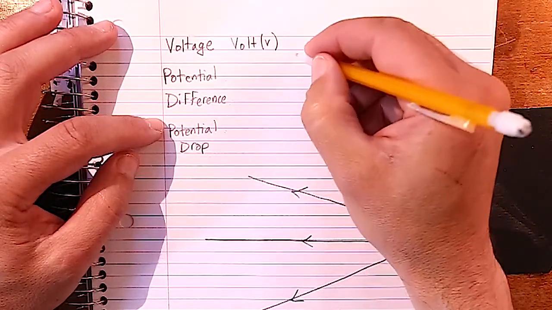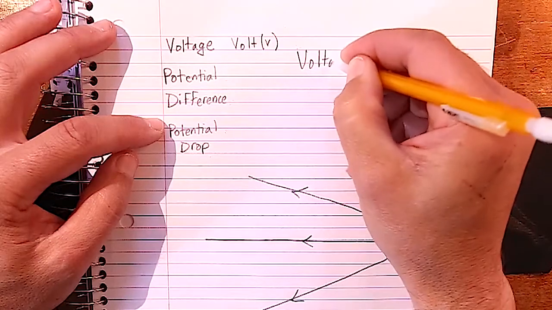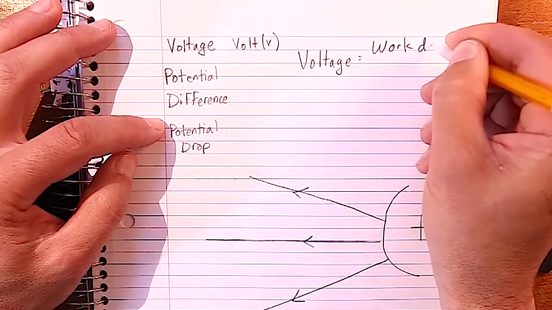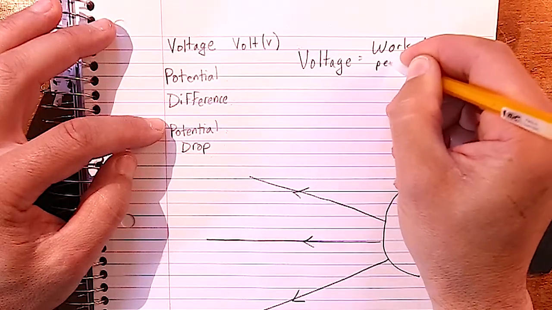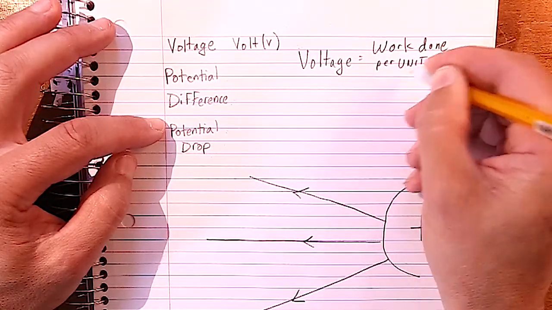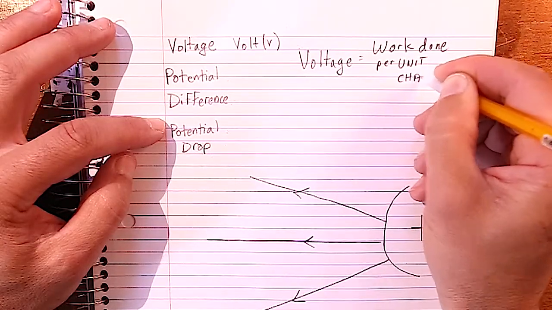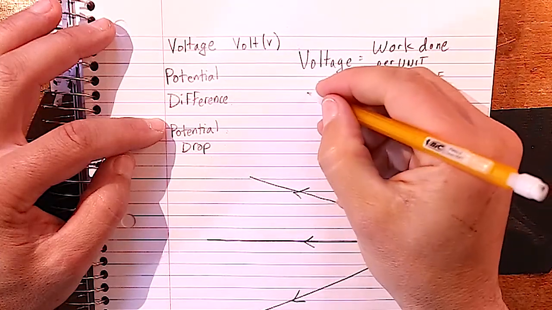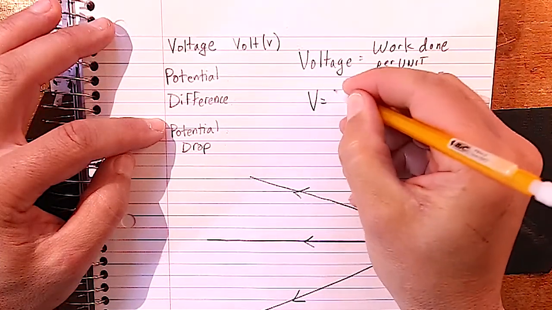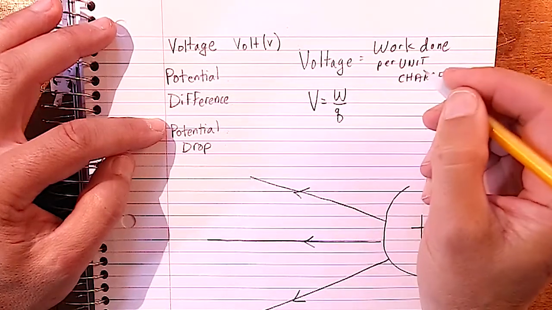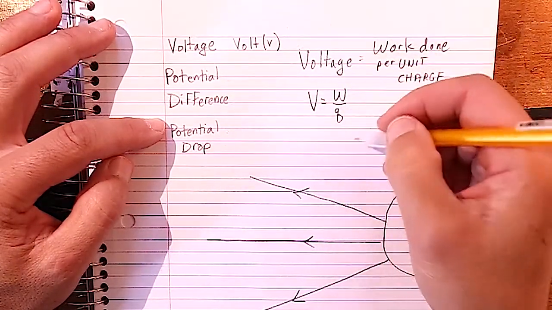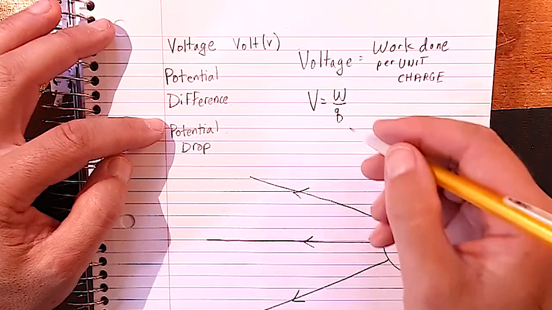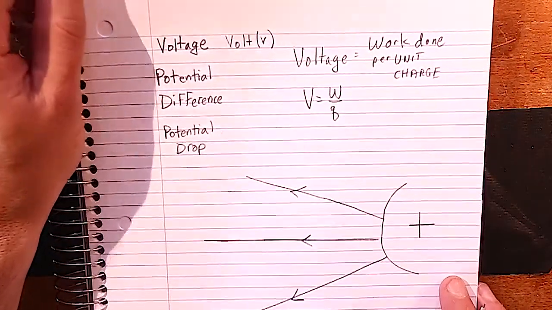And essentially what voltage is, is the work done per unit charge. Now, what does that mean, work done per unit charge? Well, I'll tell you here in a second. There's a formula for it, and that formula is equal to W over Q. And in the next video, we're going to use this to solve some problems, and we'll put actual numbers in it. But right now, I just want to go over the idea of voltage.